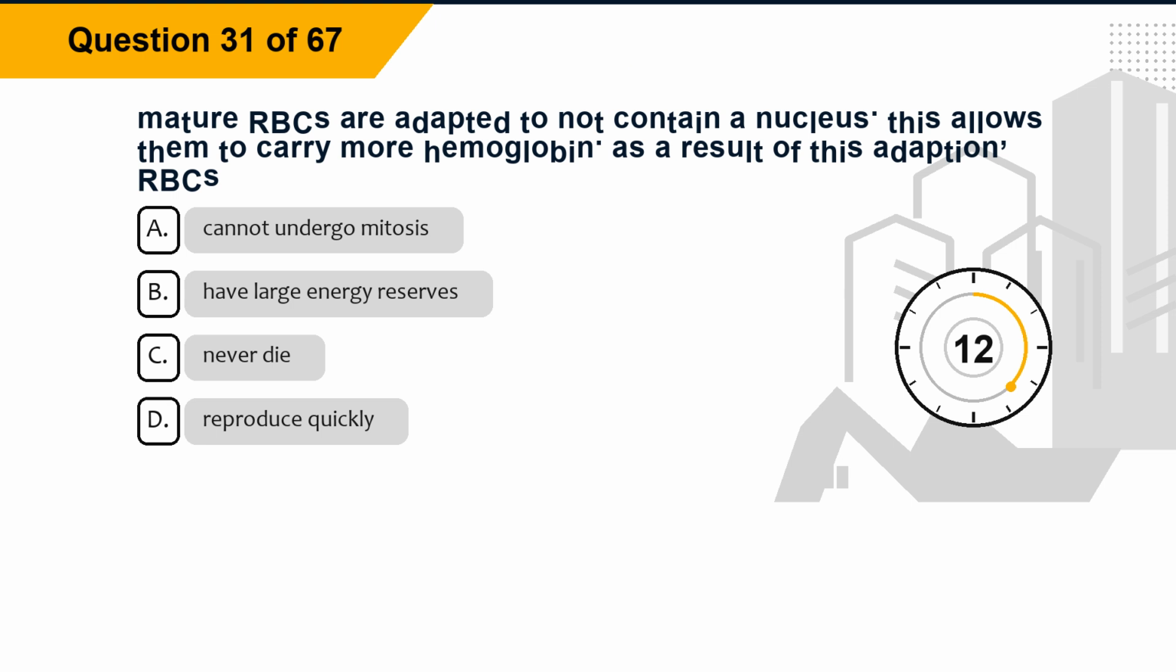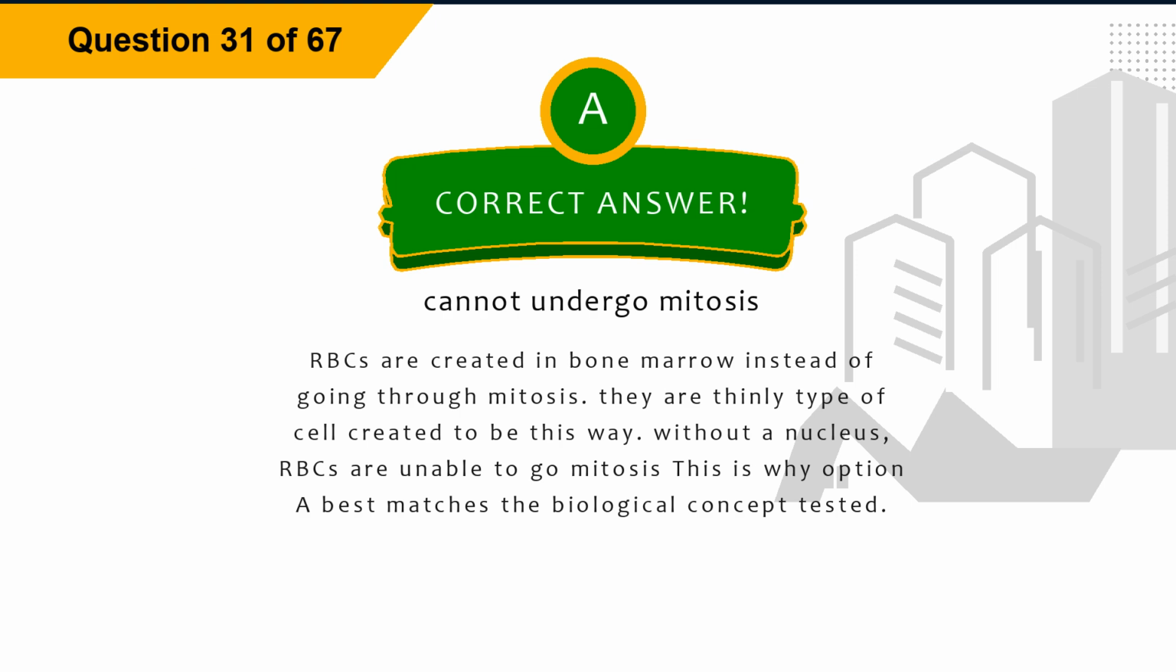As a result of this adaptation, RBCs, option A, cannot undergo mitosis. Option B, have large energy reserves. Option C, never die. Option D, reproduce quickly. The correct answer is option A, cannot undergo mitosis. Explanation. RBCs are created in bone marrow instead of going through mitosis. They are a type of cell created to be this way. Without a nucleus, RBCs are unable to undergo mitosis. This is why option A best matches the biological concept tested.